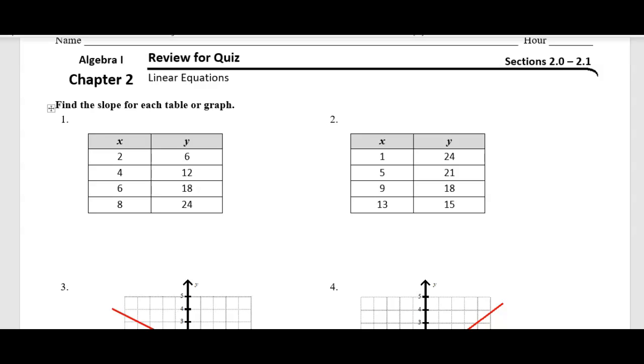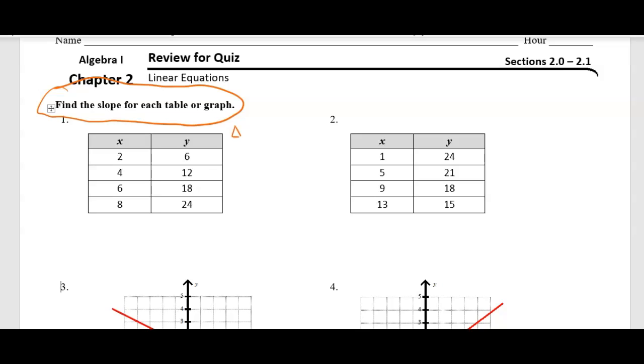Okay, so first thing I noticed that some of us need to do a little better job of, I had like 8 of you turn this in today so far, is to follow directions. It says find the slope of each table or graph. So that's your directions for 1 through 4. And some of you are writing equations and things like that. There's really 2 ways to do this.